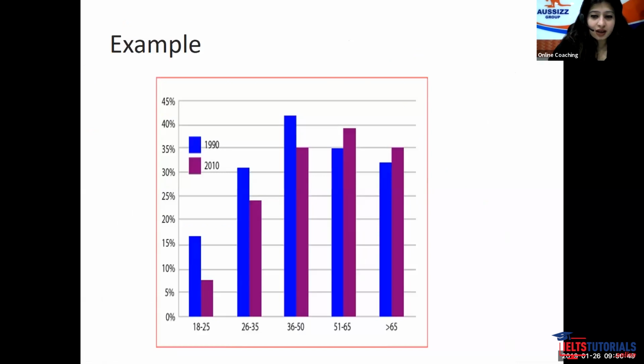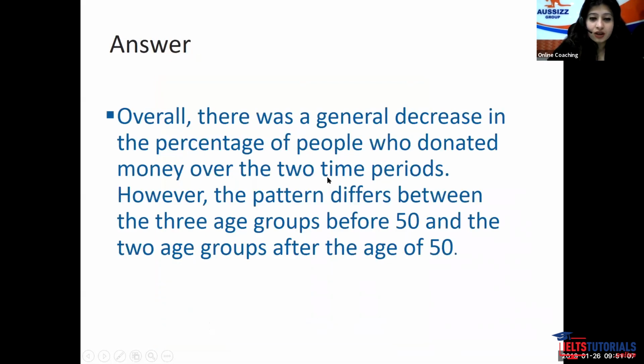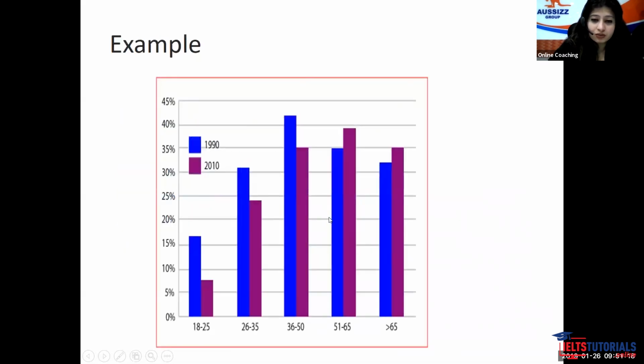Let's check again. Basically, in 1990 and 2010, from the age groups 18 to 25 and 26 to 30, there was a general decline. Except for this particular group, only the age groups of 51 to 65 and over 65 showed an increasing trend. So I can simply say there was a general decrease. However, the pattern differs between the three age groups before 50 and the two age groups after 50. So there is a distinguished pattern before 50 and after 50, which I have mentioned.